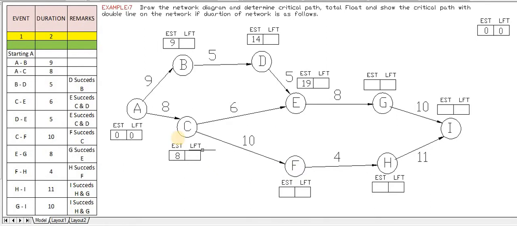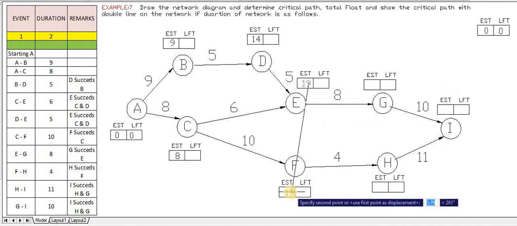What about F? F has only one converging point, that is C to F. C has an EST of 8. So 8 plus 10 is nothing but 18. So directly we can take this as 18.